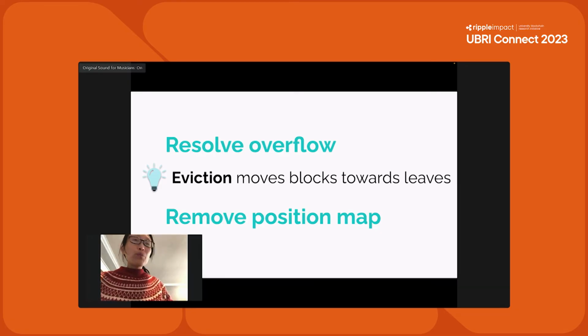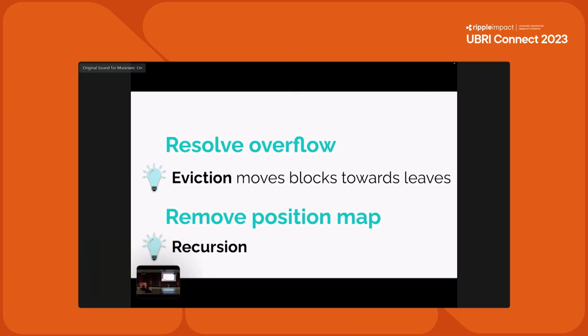This eviction process, I won't go into details, but its access pattern can be done in a way such that it doesn't even depend on the request. I can use some deterministic eviction schedule, and we can prove that if you evict like this, none of the buckets will overflow with extremely high probability. In fact, you can make the failure probability as small as the failure probability of encryption. So this is how to resolve the overflow, and then how to resolve the position map.